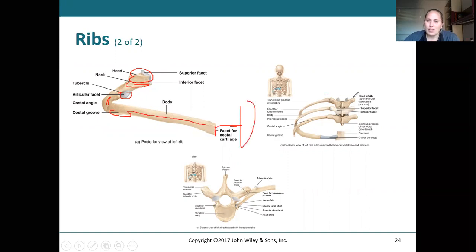So if we look at the connection process here, you can see the head of the rib, the facet for the costal cartilage of the rib. The space between the ribs is called the intercostal space, that space between ribs. So that's an important nomenclature to note, that the intercostal space is the space between ribs.